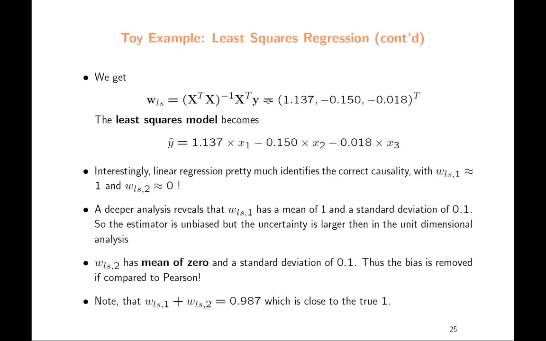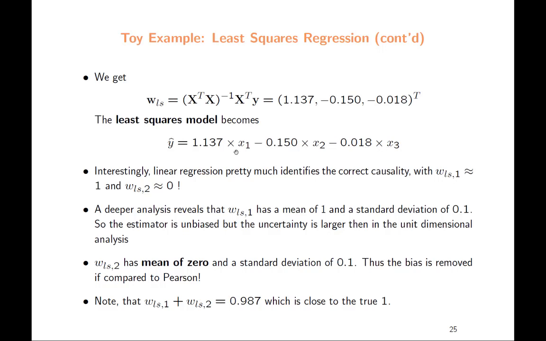And if you calculate the least squares solution, you get these parameters. So the model becomes, and now we are doing a multivariate model, so we have all the inputs. Y hat is 1.137 times x1. So this should be 1, maybe close. Minus 0.15 times x2. So this should be 0. At least it's closer to 0. Minus 0.018 times x3.